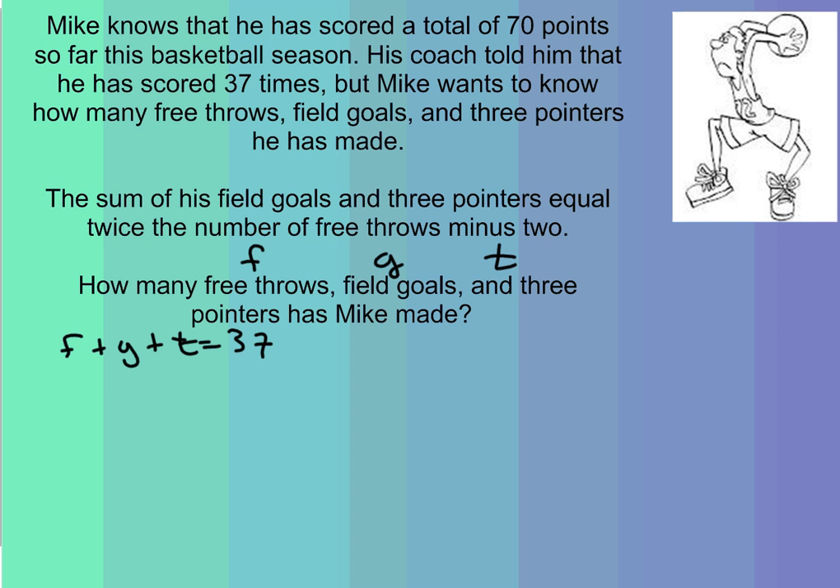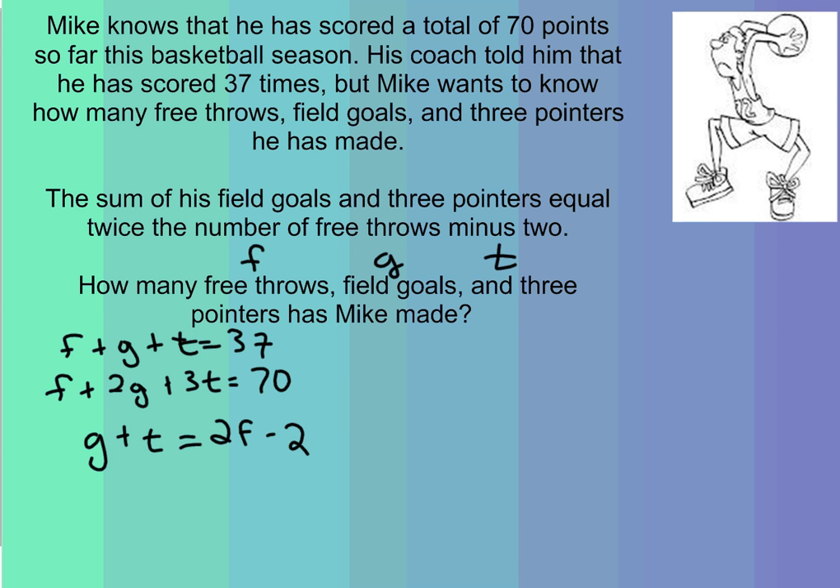Then we go with values. Free throws are worth 1, field goals are worth 2, three-pointers are worth 3, and he's hit 70 points. The sum of the field goals and three-pointers equals twice the number of free throws minus 2. So can I solve for one of these pretty easily? And the answer to that question is yeah. It's a G, not a Y.